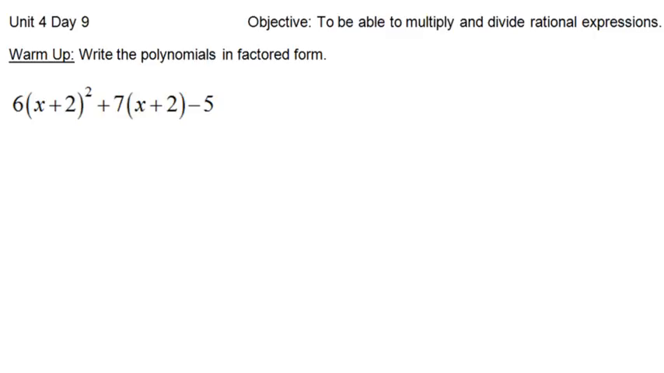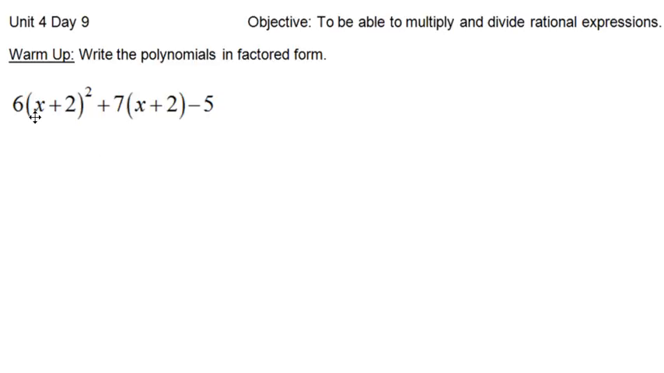We're going to review writing polynomials in factored form. Here's our polynomial, 6 times the quantity x plus 2 squared plus 7 times the quantity x plus 2 minus 5. As always, when factoring, the first step is to look at your polynomial and see if there are any like items that you can divide out. So do they have a greatest common factor?